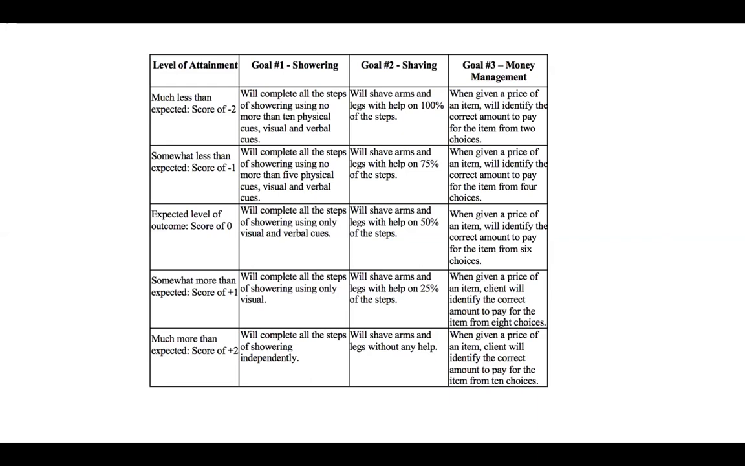The other one would be shaving. We'll shave arms and legs with 100% down to 0% help. Here I just leveled how much percentage of help she needed, but it's equally incremented: 100 to 75 to 50 to 25 to 0. And then money management. When given a price of an item, she'll identify the correct amount to pay from 2 choices. The next ones I did from 4 choices, 6 choices, 8 choices, and 10 choices. So I only changed one variable in there, and that way I can level that goal down.